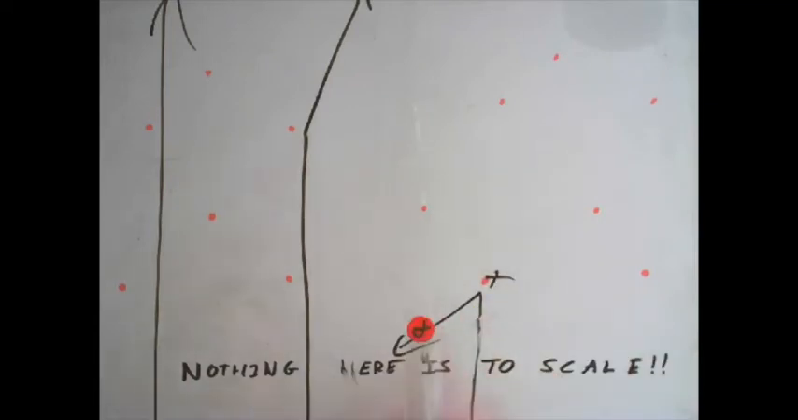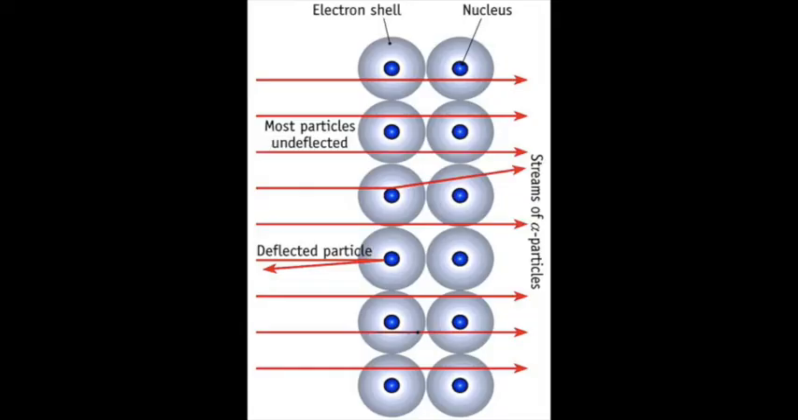And a quick note here, nothing here is to scale. Everything's been exaggerated to the fact that we can see it. Relative to each other, they'd be very much further apart and very much smaller. Here's a neater diagram of Rutherford's results and what he found out.